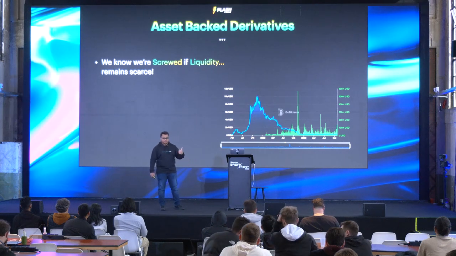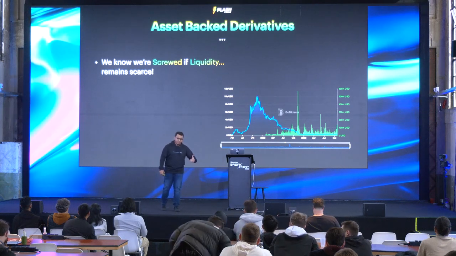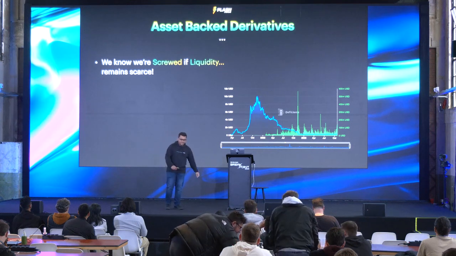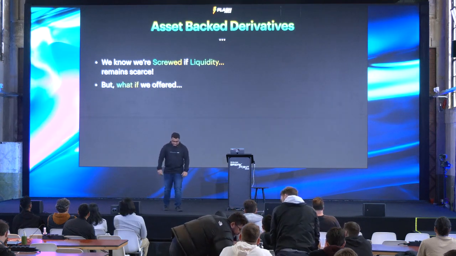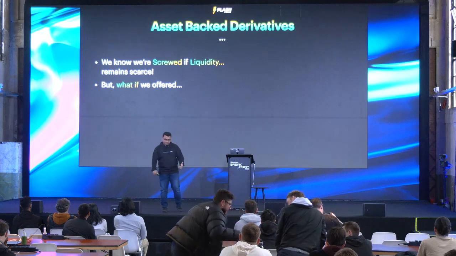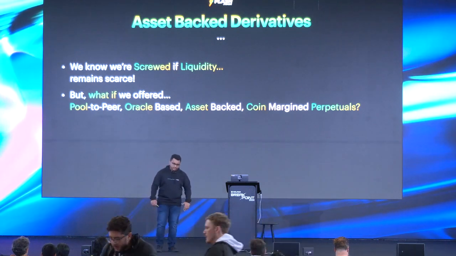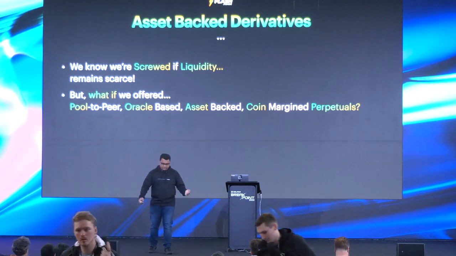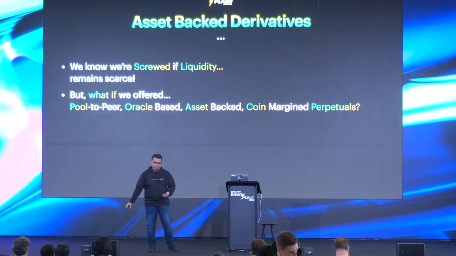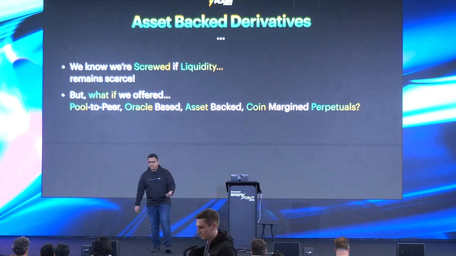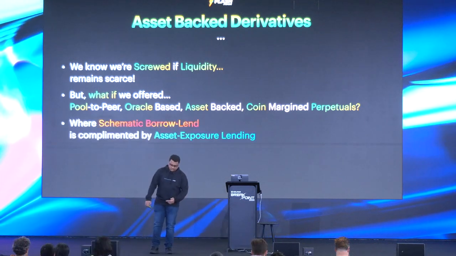Now, we've spent so much time in the trenches, why can't we reclaim the glory which we once had? And that could be done, but we haven't seen that. And that could change if we offered pool-to-peer, Oracle-based, asset-backed coin margin perpetuals. Now, what is a pool-to-peer, Oracle-based, asset-backed coin margin perpetual? I'll answer that in a short while.